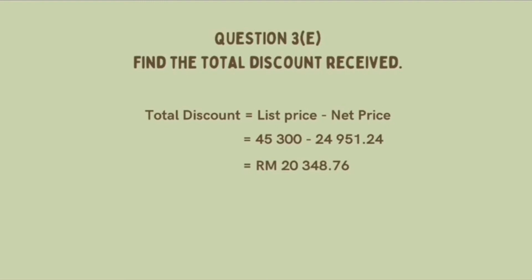Find the total discount received. In this question, we need to find the total discount received. The formula for total discount is list price minus net price. So it will be 45,300 minus 24,951.24 equal to 20,348.76. So I think that is all from us. Thank you.